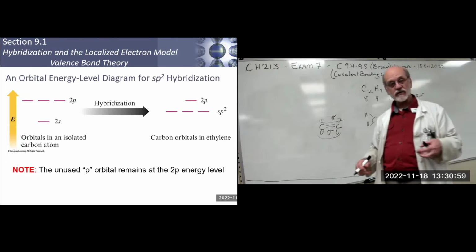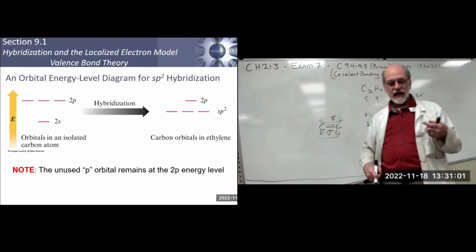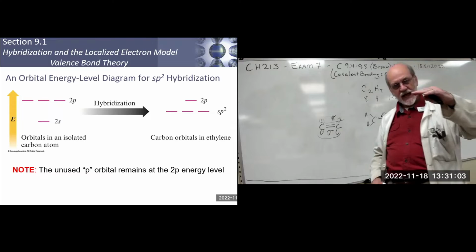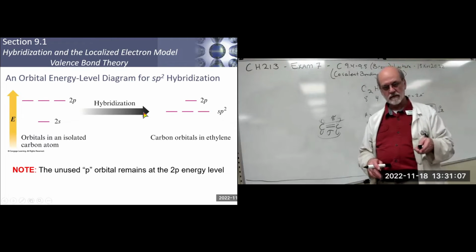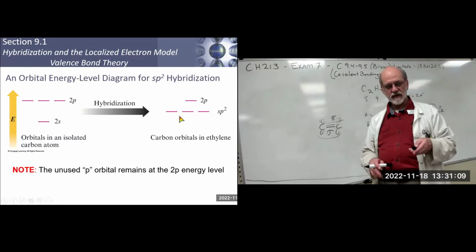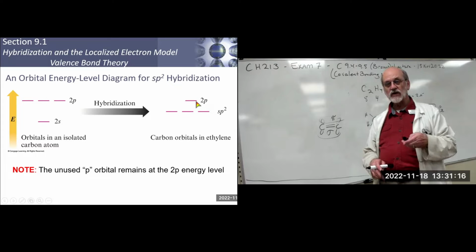Now, when we look at the energy distribution here, the sp2 hybrid is actually a little lower in energy. Right here. It's a little bit lower in energy than the sp3. And then the unused p orbital is at the same energy it was before.